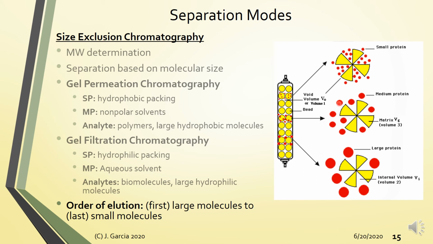Whereas for smaller molecules, since they are small, they will tend to go through the pores of the stationary phase. So it will take them a longer time to go through the whole length of the column. That's why they have higher retention time. So ito yung sinasabing size exclusion chromatography.